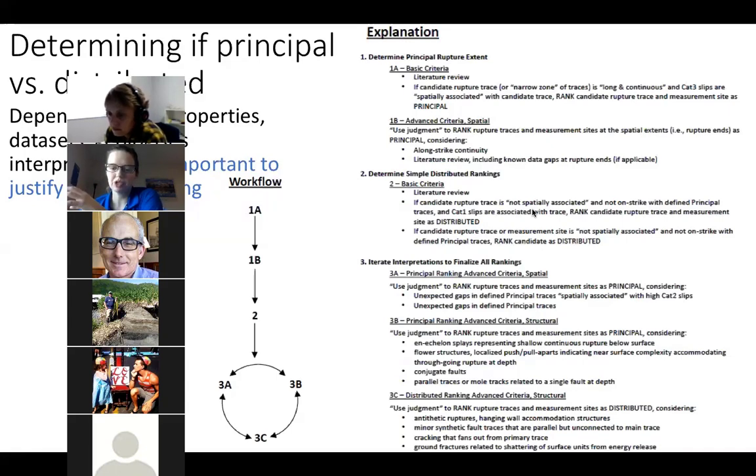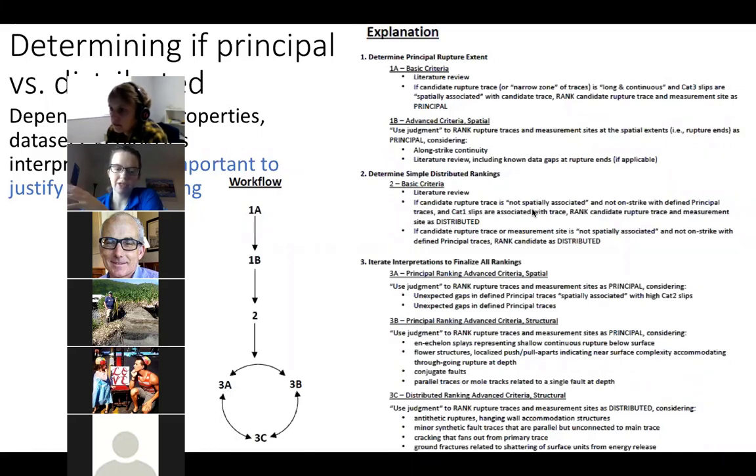For these principal structures, you want to keep in mind that you can get relatively complicated structures at the surface, whereas at depth, say 100 meters or so, the ruptures that we see at the surface may join into a single fault. And so keep these different ideas of faulting and structural geology in your mind when you're assigning features to be either primary or distributed structures.